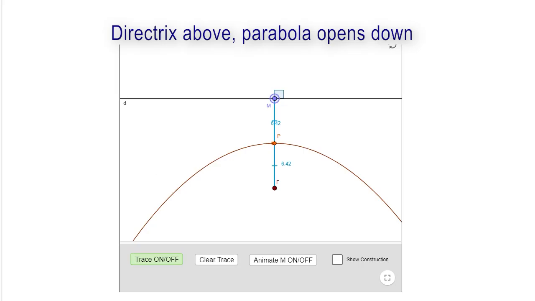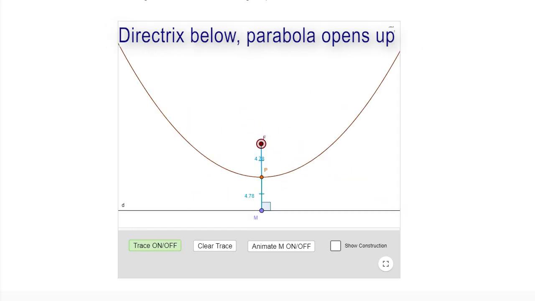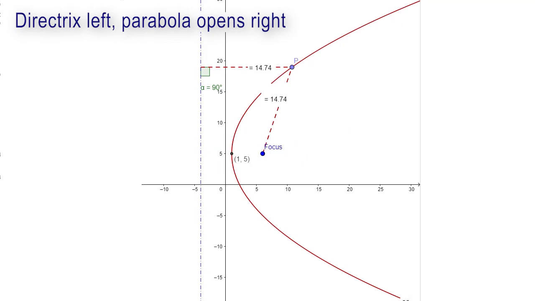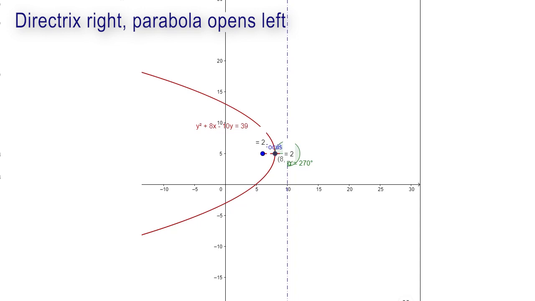Notice if the directrix is above the parabola, it's going to open down. If the directrix is below, the parabola opens up. If the directrix is to the left of the parabola, it opens to the right. If the directrix is to the right of the parabola, it opens left.